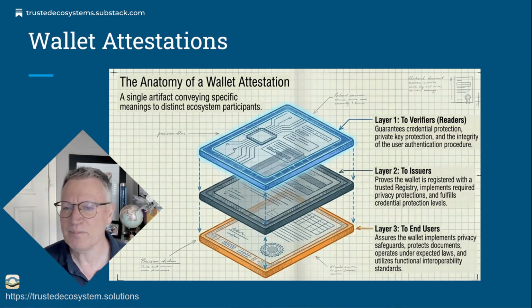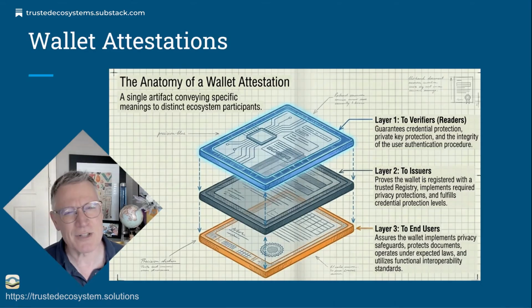Wallet attestation really has 3 layers to it, because it's got 3 components that in real time we'll have to check something about that wallet and check the assertions it makes. To the verifiers, it needs to guarantee that the credential was protected and not changed, right? It needs to know the private keys were protected, so that when the verifier or the reader challenges, it can successfully fulfill the challenge. And the integrity of the user authentication procedure.